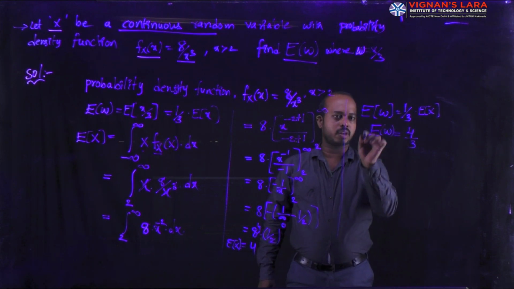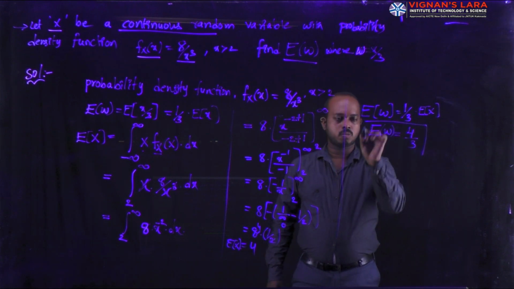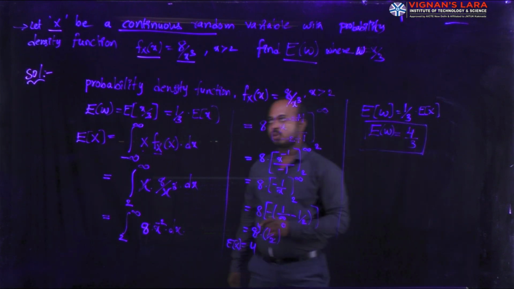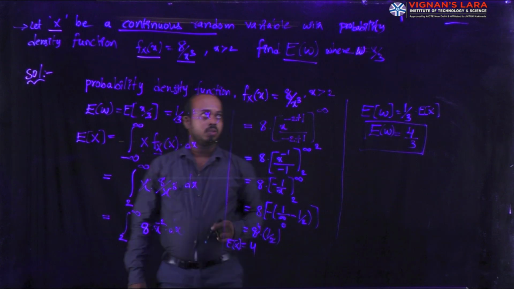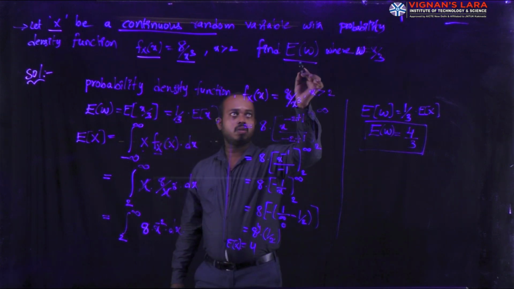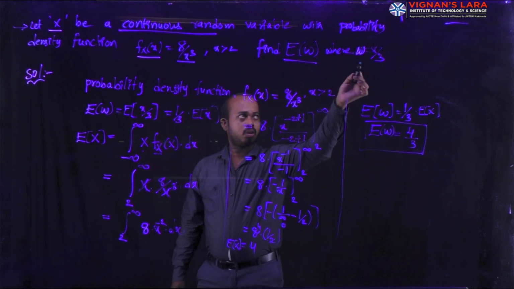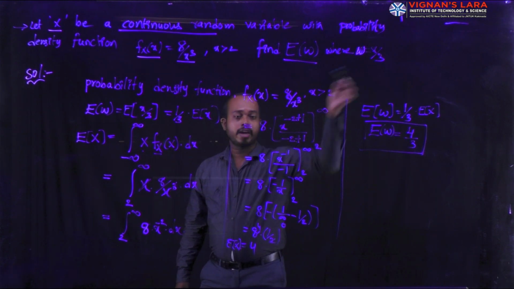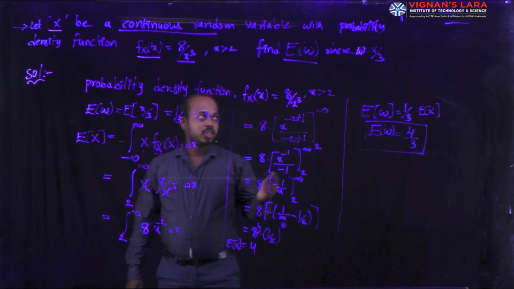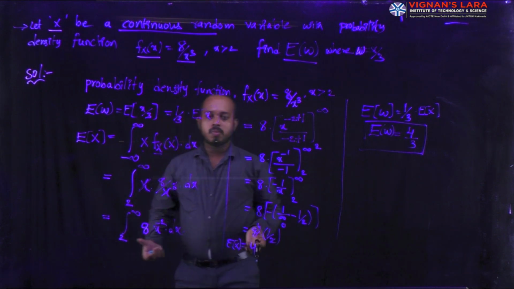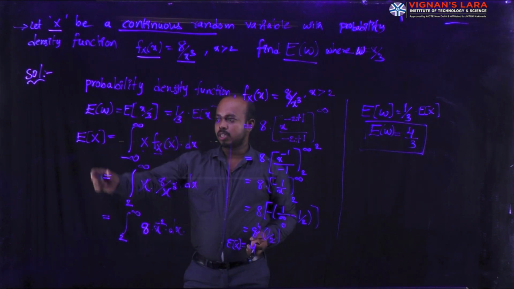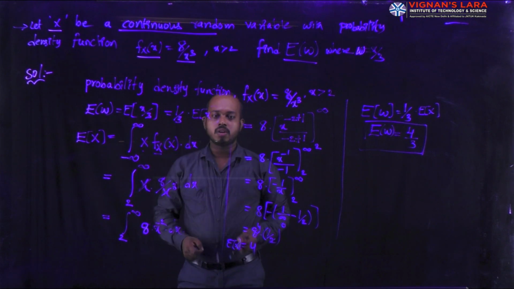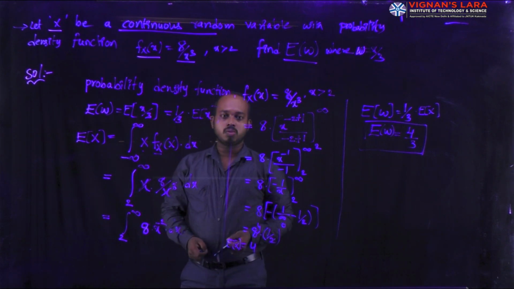This is our required quantity from this problem. What he is asking is to find E of w, the expectation of w. Already the w value is mentioned as x by 3. Based on the data, we can simplify that. You can use the fundamental definition of expected value for a continuous random variable.